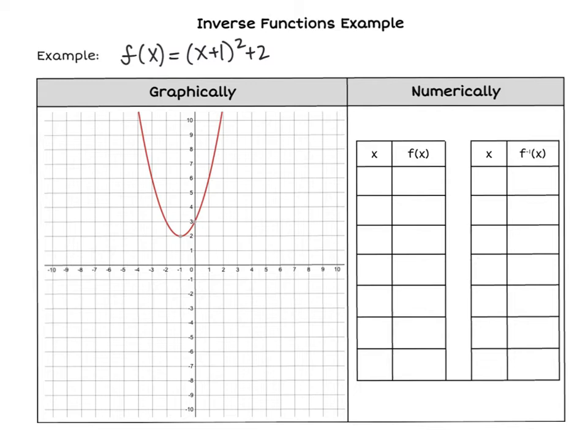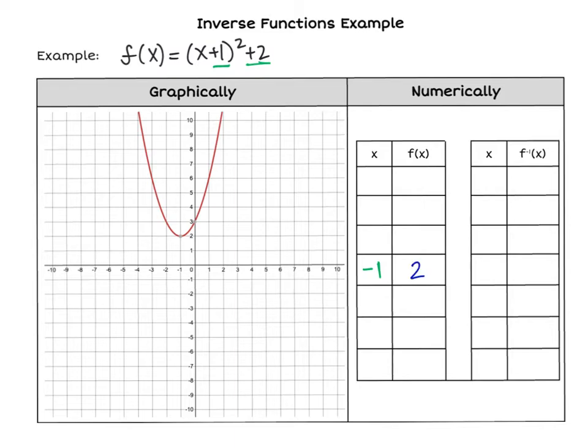So if I was doing that numerically, all I would need to do is plug in a bunch of values for the f of x function. So this is for the original, the first graph. So hopefully you remember the features of functions. The vertex for (x plus 1) squared plus 2 would be -1, +2. So I would put that in the middle of my table, -1, +2.